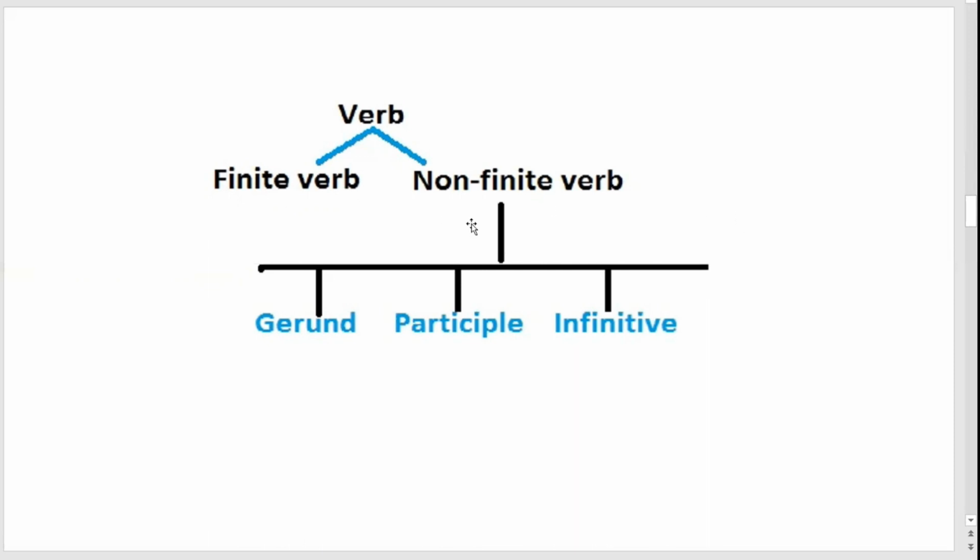Similarly, these non-finite verbs are also people in disguise. Just as the thief was in disguise as a policeman, these non-finite verbs also behave the same way. They look like verbs, but they are not verbs and they do not perform the work of a verb. Let us see how. They are classified as gerunds, participles and infinitives.